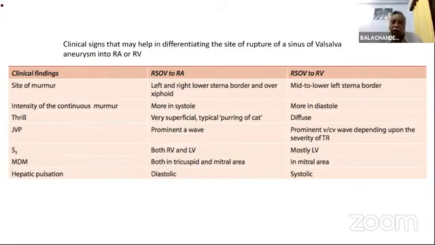Now, it is mentioned that there is a prominent A wave when it ruptures into the RA. It may be there, but usually when there is extra filling coming into the RA from outside, the V wave becomes prominent. So the important thing is that the A wave becomes prominent if there is PH, but the V wave and CV wave can occur due to TR. And as I already told you, A, C, and V, all three can become prominent. Next slide.